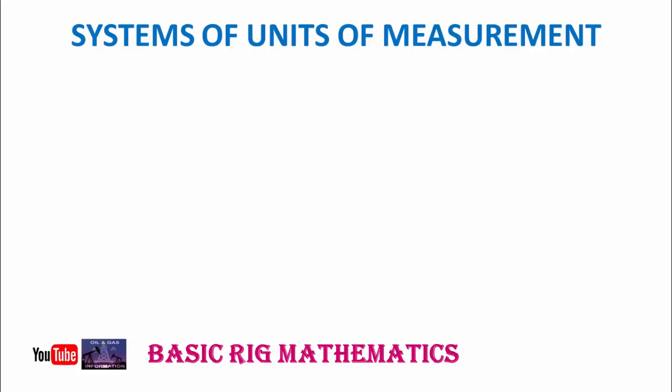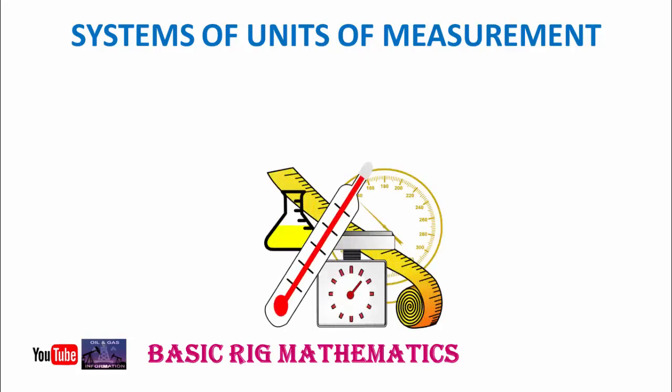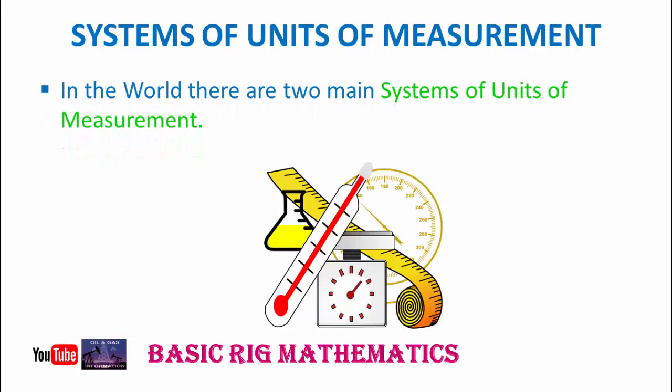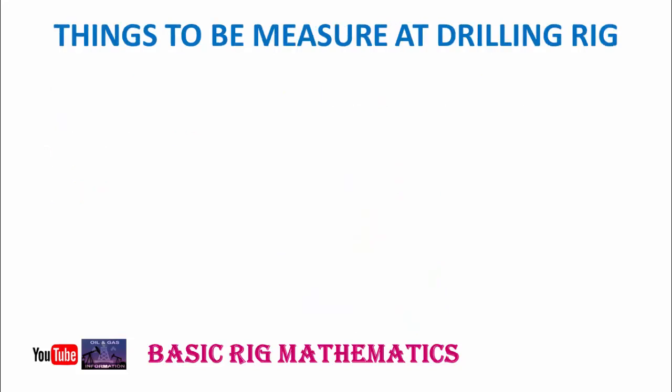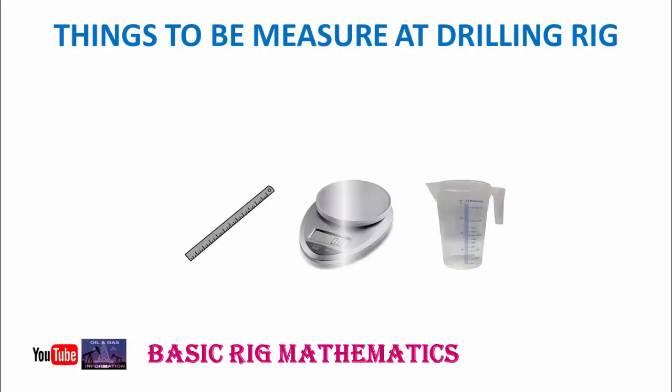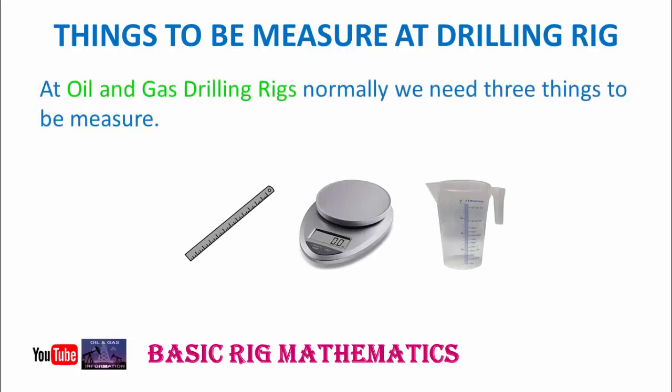Now we see the system of units of measurements. Basically, in the world there are two main systems of unit of measurements. The first one is metric system, the second one is English system. Now we see the things to be measured at drilling rig. At oil and gas drilling rig, normally we need three things to be measured. As you see in the picture, first one is the length, the second one is the weight, and third one is the capacity.